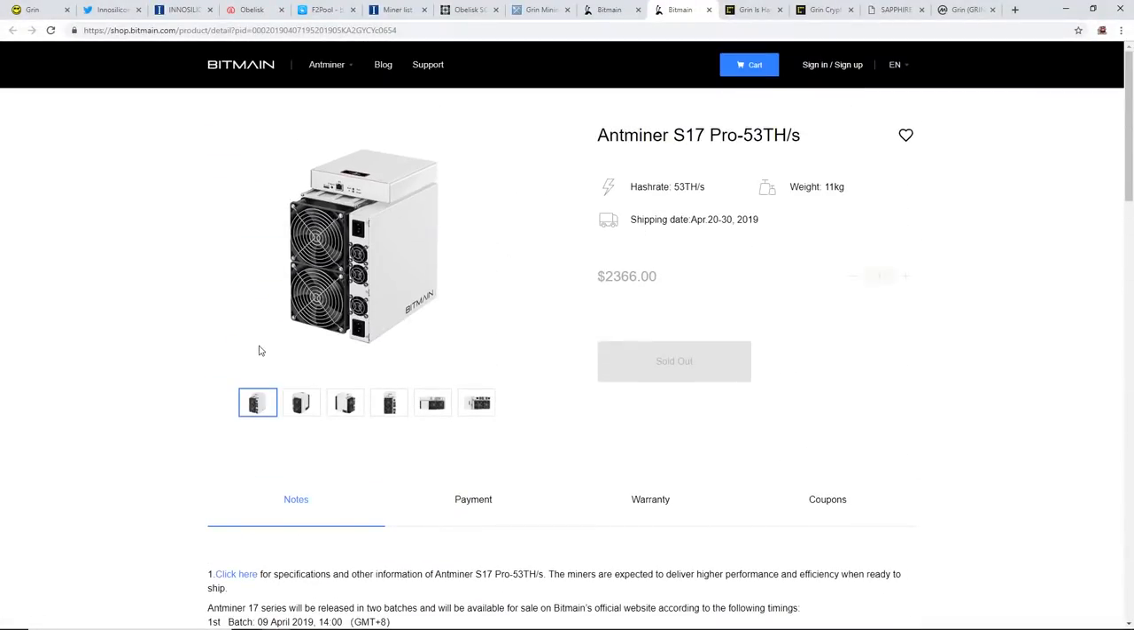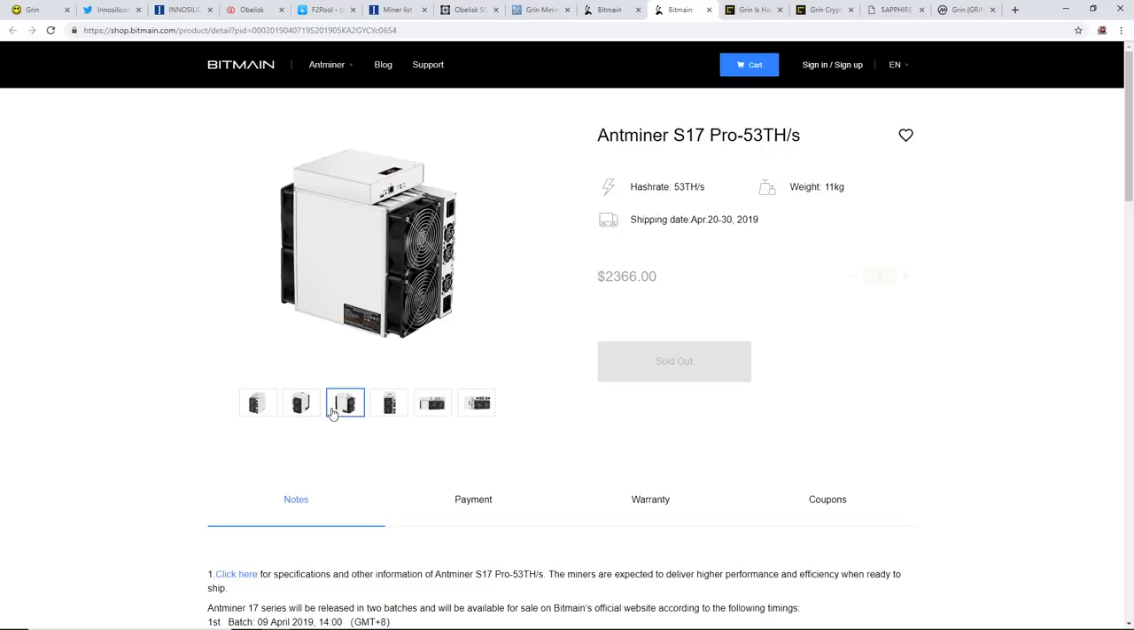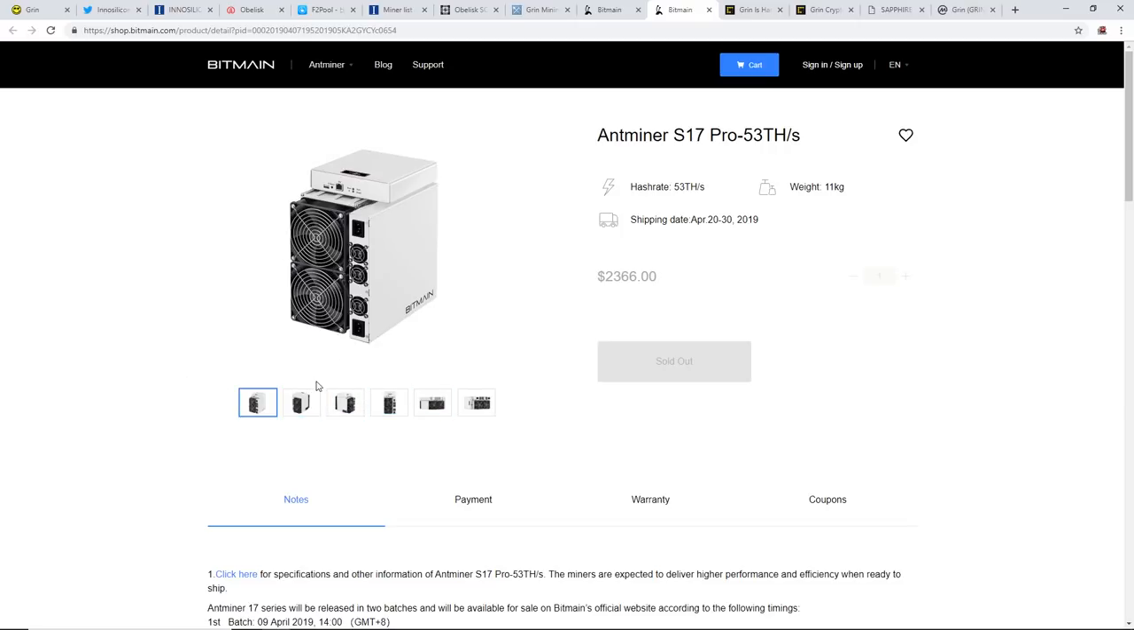I don't know what to say. It's just the next generation, guys. Look at these. They already got the power supply on the side there. That seems pretty cool. But I'm not condoning you guys to go out and buy one.